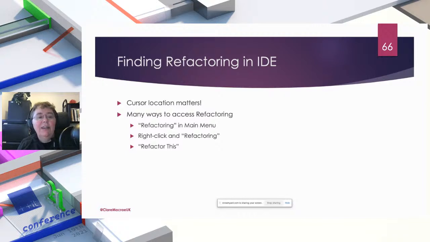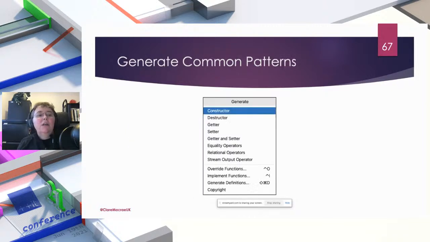So I really like that. There are quick fixes, which I'm going to talk about, and there are generating code actions, which I'm going to talk about. This is where you've got a class, you've created a new class and no code exists, you can ask the IDE to create constructors, destructors, getters and setters, stream operators, all sorts of different things.